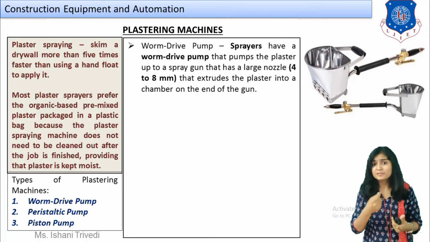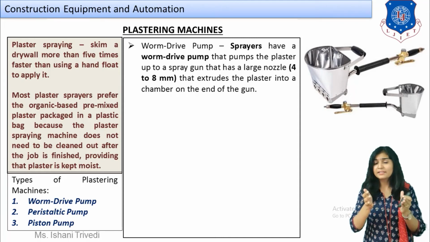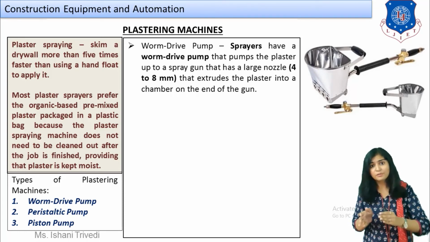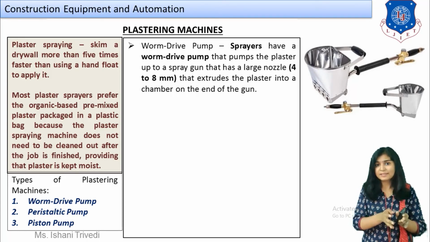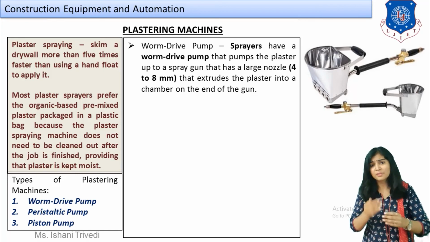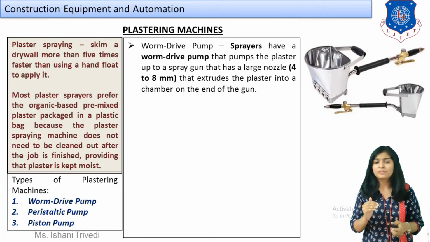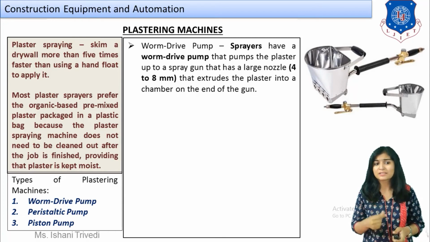So these sprayers, which are going to directly put the plaster on the wall surface, make it a mechanically operated, machine operated plastering work instead of hand work, which is also very fast. This type of machine is known as a plastering machine. In simple terms, it is known as plaster spraying.